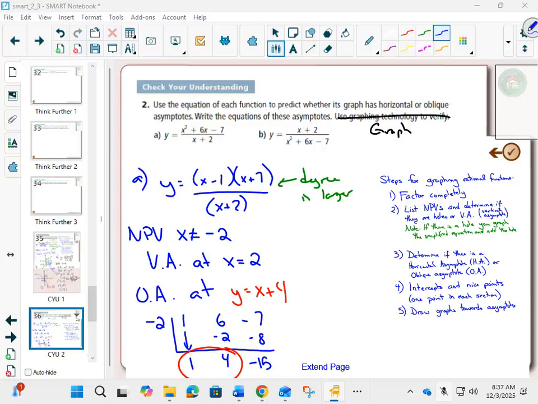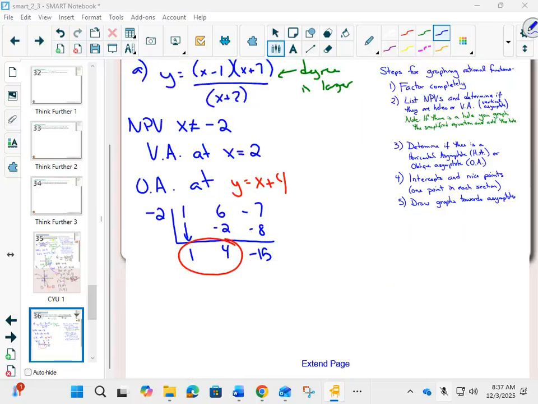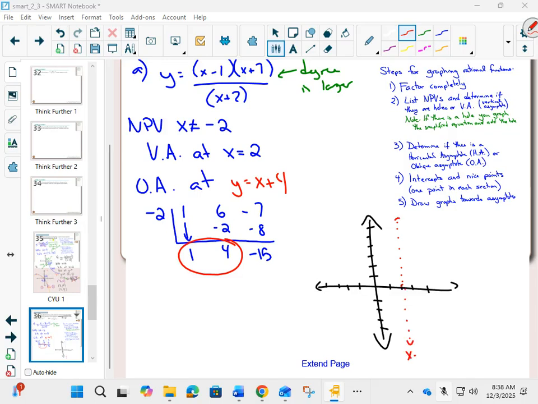I start graphing as soon as I have my asymptotes. So here's my graph. I know that I'm going to have a vertical asymptote at x equals negative 2. Put that in and label it. And an oblique asymptote at y equals x plus 4, well, that would have a y-intercept of 4, a slope of 1.